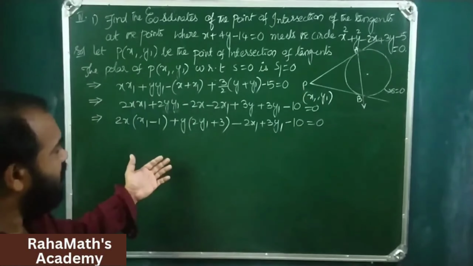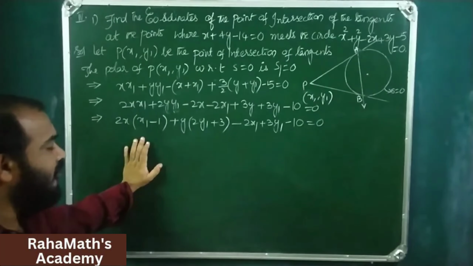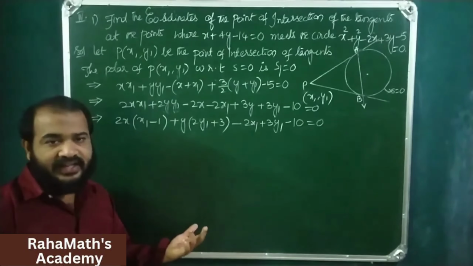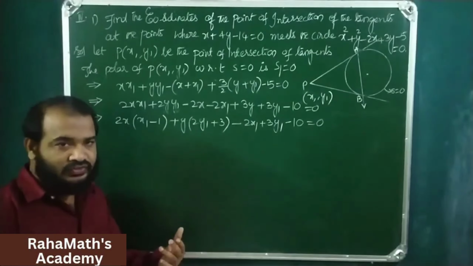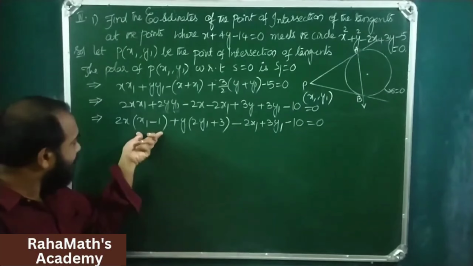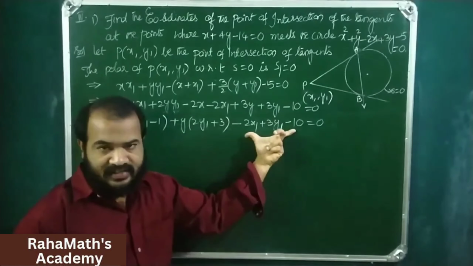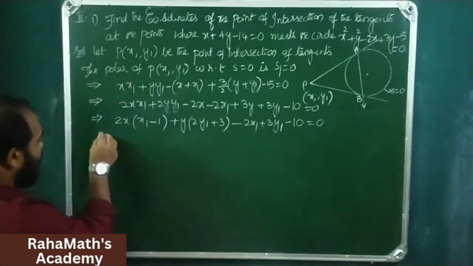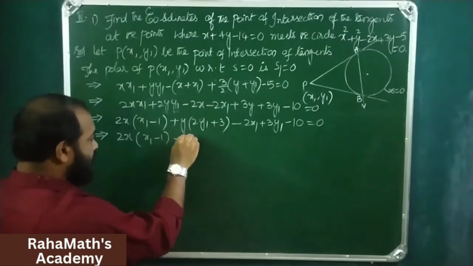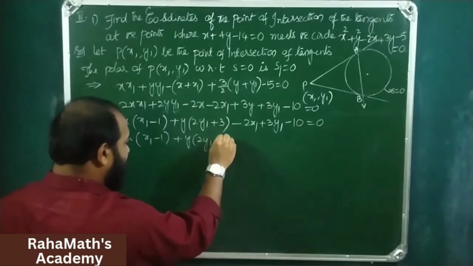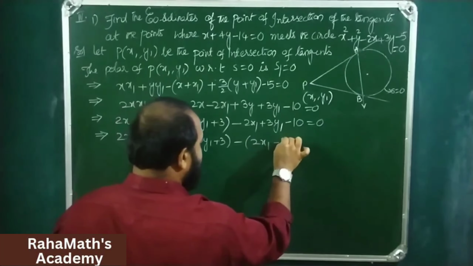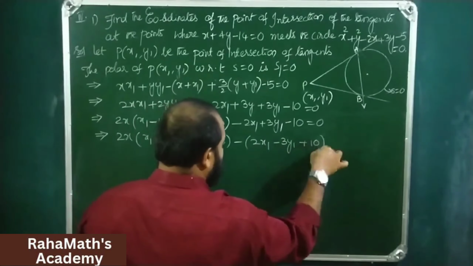What I am doing is, this is the polar equation, and the polar equation is a straight line. The general form of a straight line is ax plus by plus c equals 0, so I am converting it into a first degree equation in x, y and a constant. That is my intention. So this equals 2x into (x1 minus 1) plus y into (2y1 plus 3) minus, taking minus in common, (2x1 plus 3y1 plus 10) equals 0.